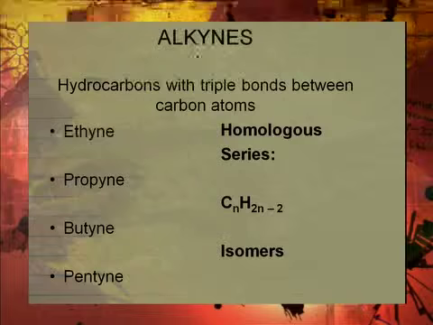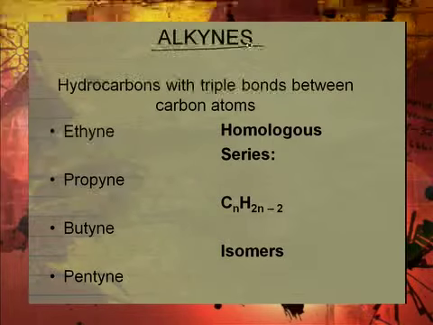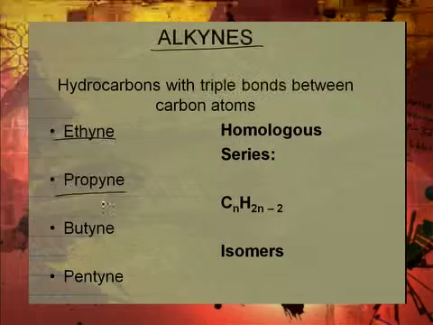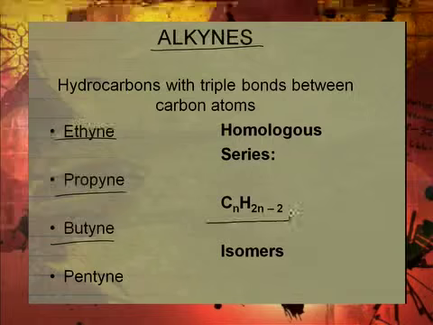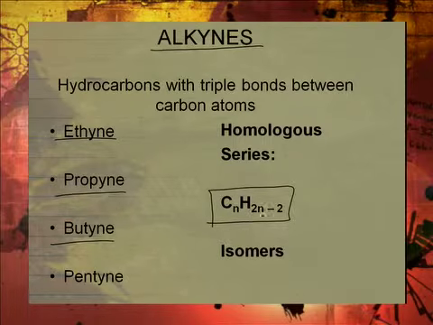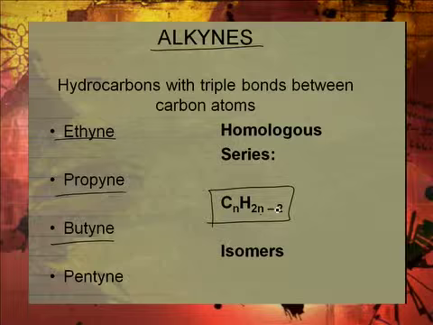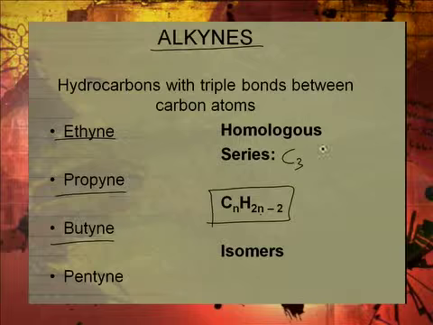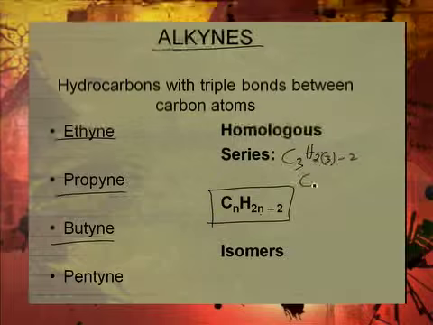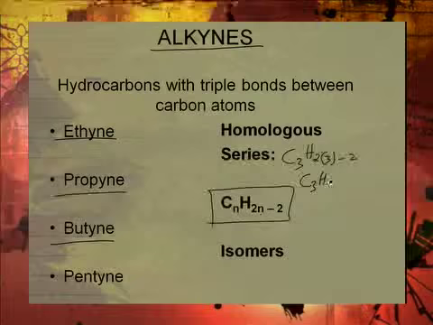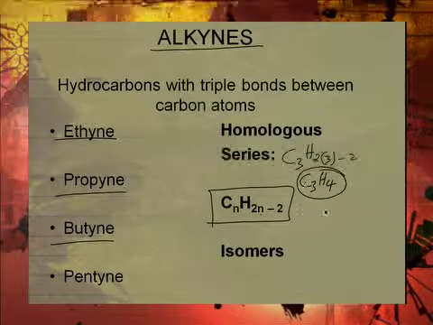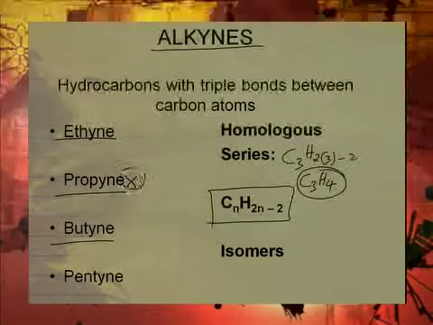And here you've got alkynes: ethyne, propyne, butyne, pentyne. And then the same thing here, the homologous series, this one is CnH2n minus 2. So for propyne, for example, it should be C3H, 2 times 3 carbon atoms minus 2. So you've got 3, 2 times 3 is 6, 6 minus 2 is 4. So that will be the molecular formula of propyne, C3H4.